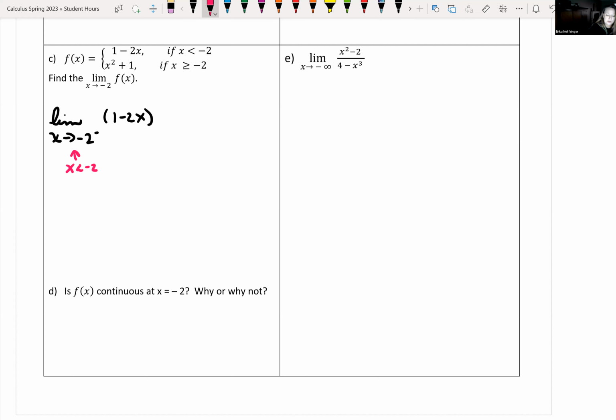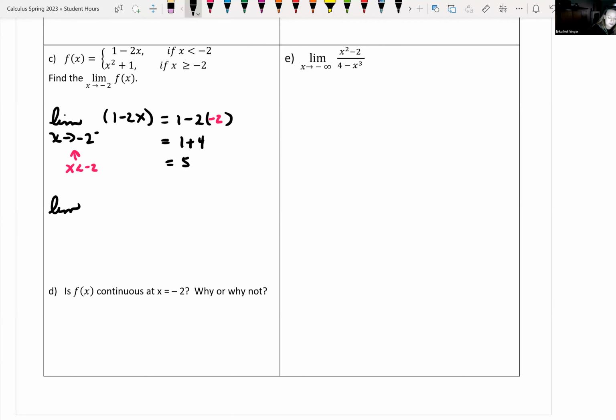And so we'll do direct substitution now. We have 1 minus 2 times the -2. Simplifying this, we have 1, a minus times a -2 is a +4. So we have 1 plus 4, which gives us 5. So the limit as x approaches -2 on the left-hand side is 5.